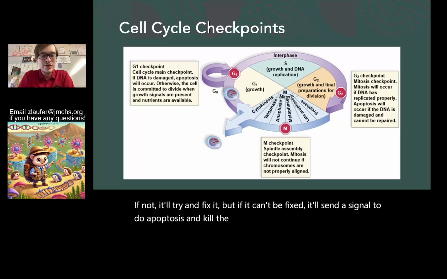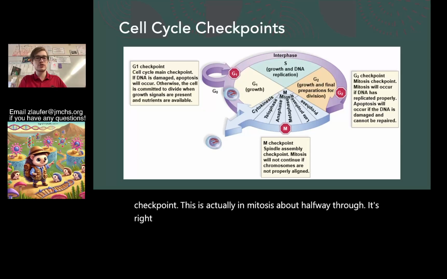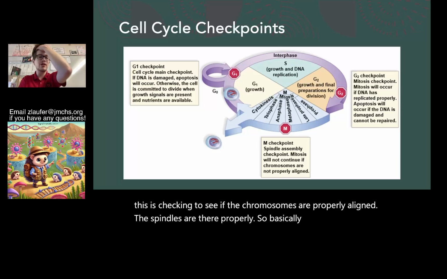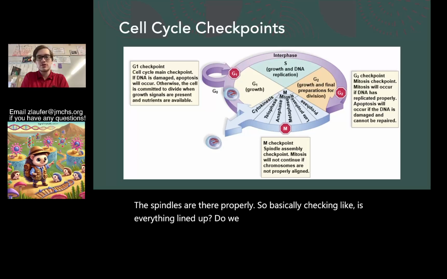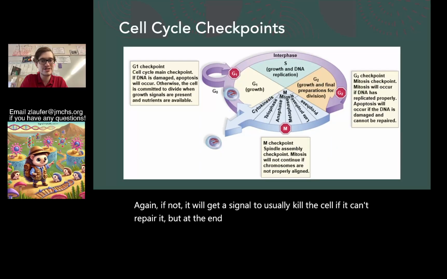Then our last checkpoint is the M checkpoint. This is actually in mitosis, about halfway through. It's right before anaphase, so right before the separation point. And this is checking to see if the chromosomes are properly aligned, the spindles are there properly. So basically checking, like, is everything lined up? Do we have all the chromosomes? Again, if not, it will get a signal to usually kill the cell if it can't repair it. But at the M checkpoint, it'll likely just kill the cell.